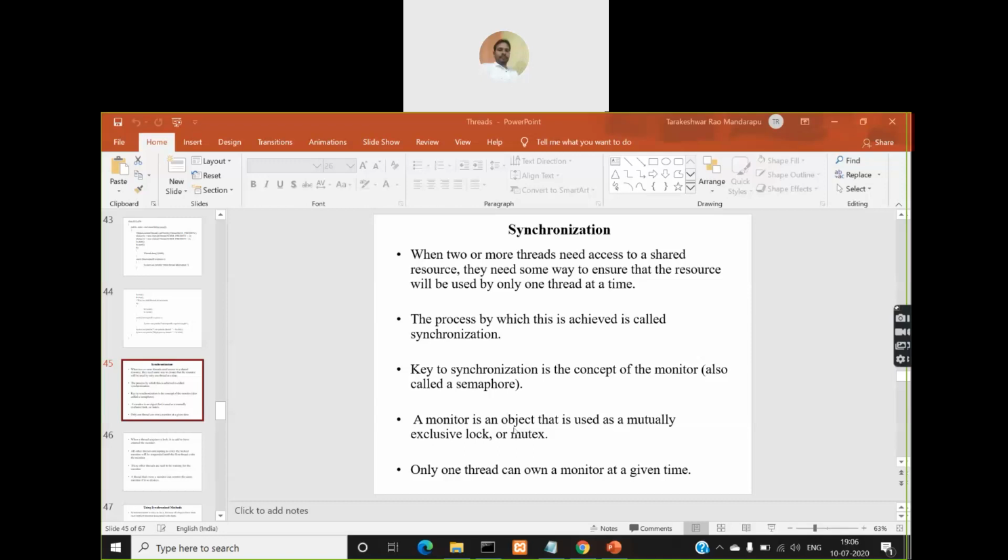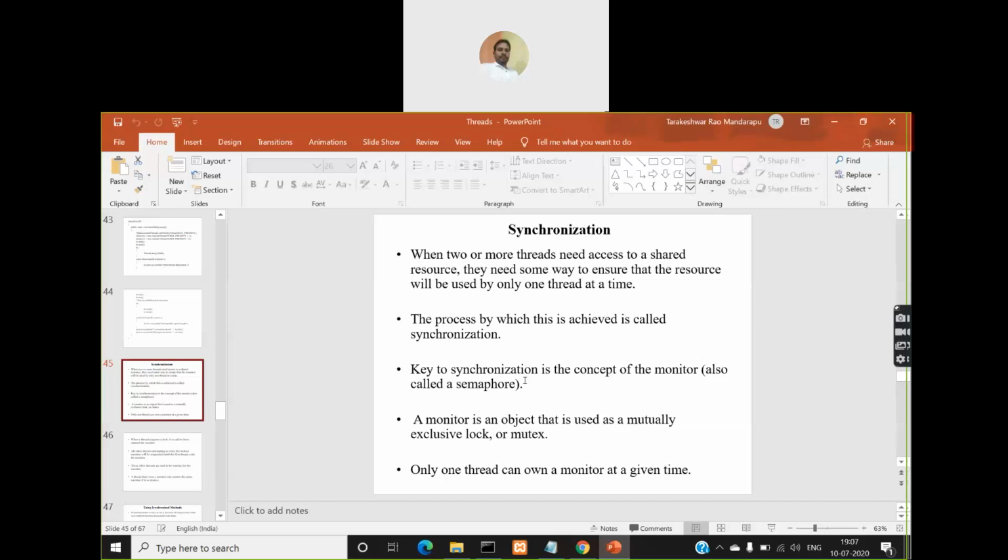So look at the second step. What is it saying? The process by which this is achieved is called synchronization. What is achieved? Avoiding the problem of inconsistency in the shared resources. That problem is solved by the concept called synchronization. Look at the next point. The key to synchronization is the concept of monitor. So how will we achieve this synchronization in our Java programming? We'll use something called a monitor, and this monitor can also be called a semaphore, right?